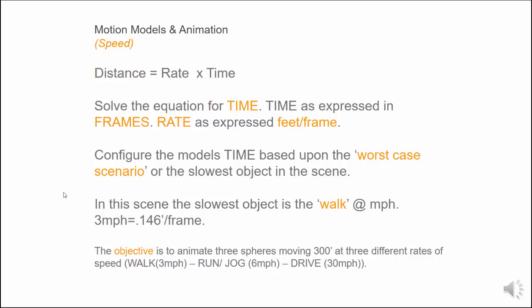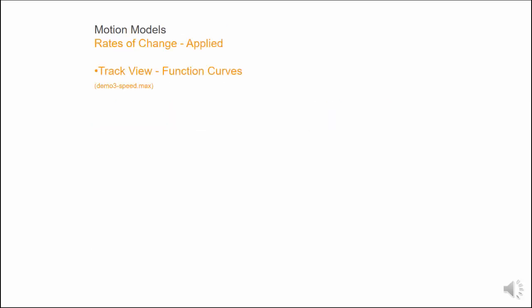In this instance, it's the walk object. The walk object is moving at 3 miles per hour or 0.146 feet per frame. So what you have to do is move three spheres or three pieces of geometry over 300 feet at three different rates of speed. One will be at walk, one will be at run or jog, and the third will be at 30 miles per hour. I do not need a full length animation of the geometry moving from the walking animation. All we need to do is see the frames and the objects moving in space for the drive or run or jog situation.